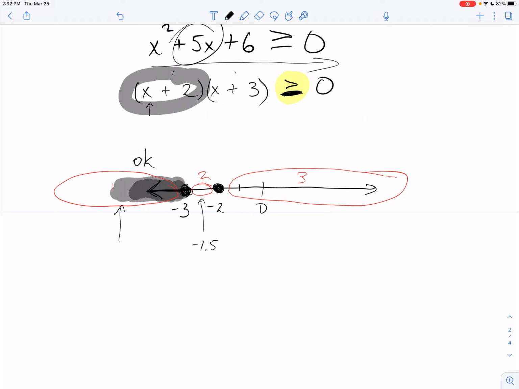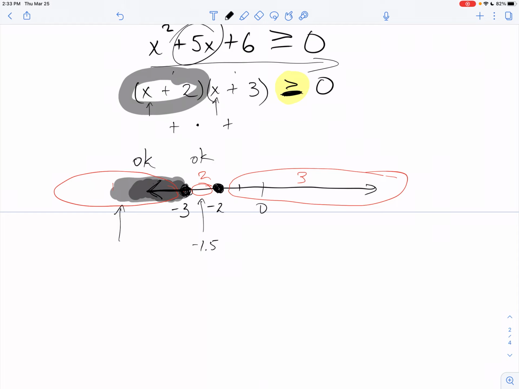Well, what about here? What if I put a -1.5 here? This would be a positive value also, this whole thing in here. So I would have a positive times a positive. Wait a minute. No, I'm sorry, that's not right. Let me make sure I'm doing that. -1.5. That's positive. That's positive. Positive times positive is positive. So that guy right there, that's fine too. That stuff's okay. I'm right. It's all right. I just had a little brain fart.